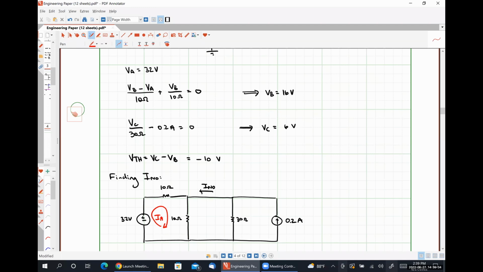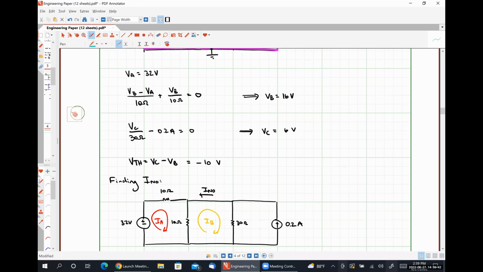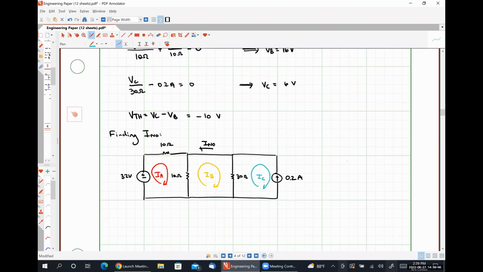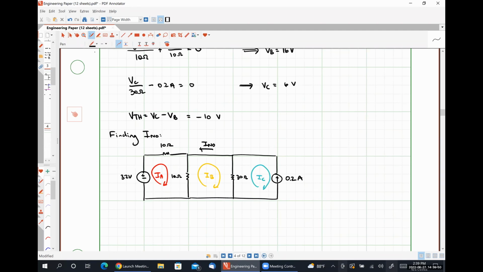Right, so here's IA. Here's IB. Here's IC. We don't have any dependent sources, so we don't have to write any controlling variable relationships. We do have a current source, so our current relationship is going to be IC is equal to negative 0.2 amps.